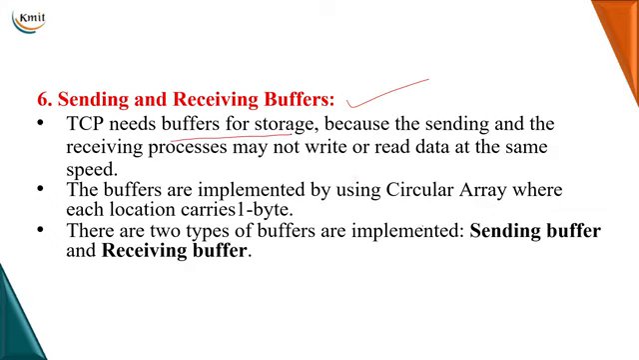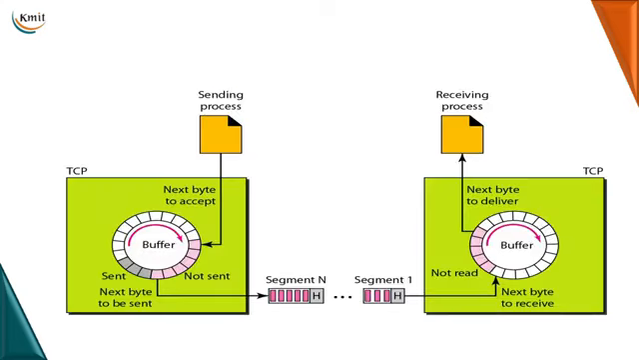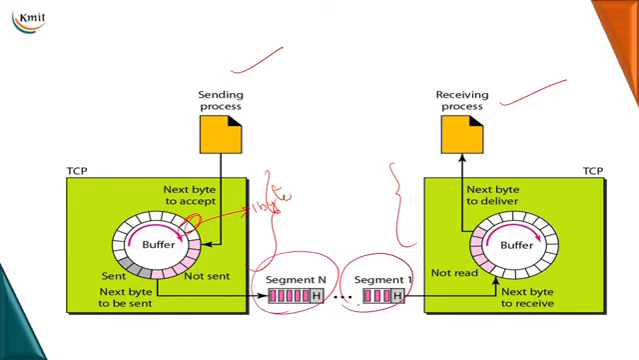Basically, the buffers are implemented using a circular array where each location in the array carries 1 byte of information. Let me show you this with a diagram. The sending process maintains a sender buffer and a receiving process maintains a receiving buffer. The buffer is a circular array where one location specifies 1 byte of information. Then, as I told you, the stream of bytes will be grouped into segments where every segment will have the data and the header along with it.